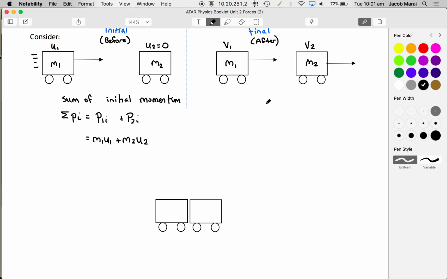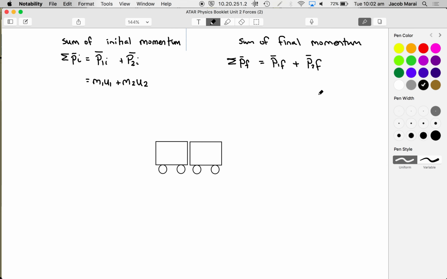Afterwards, we could then write the sum of final momentum. We can write it as such. Sum of P final equals P1 final plus P2 final. And remember, these are vectors. We could go through and put little hats on every single one. Don't have to, but just remember, positives and negatives. We have to assign a convention. Right is positive, left is negative. North is positive, south is negative. We could write that as M1V1 plus M2V2.